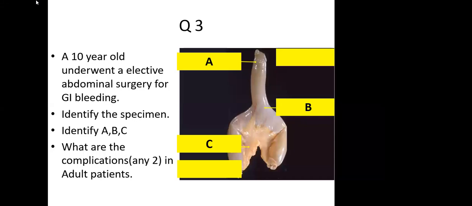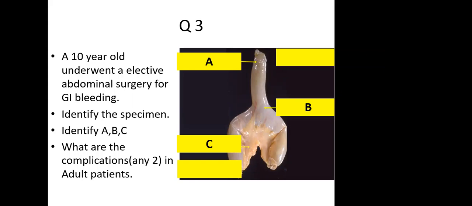Sir, this is a 10-year-old who underwent elective abdominal surgery for GI bleeding. Identify the specimen. Sir, this is a specimen of Meckel's diverticulum, showing the diverticulum along with a part of small gut. And identify A, B, C. The part A is the tip of Meckel's diverticulum, B is the base of the diverticulum, and C is the mesentery.